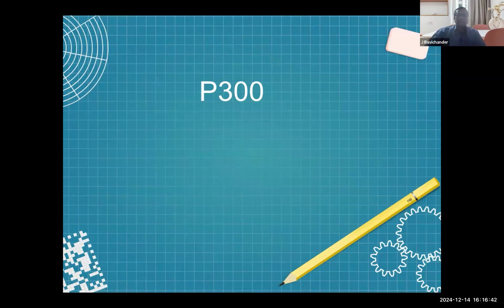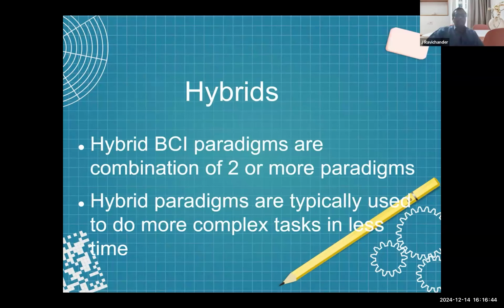Hybrid BCI paradigms. Hybrid means a combination of two or more paradigms. That is called a hybrid paradigm. Hybrid paradigms are typically used to do more complex tasks in less time. If only one particular paradigm is not suitable for a particular application, we can mix them for our convenience. We can easily mix the different paradigms. That is also a hybrid paradigm.